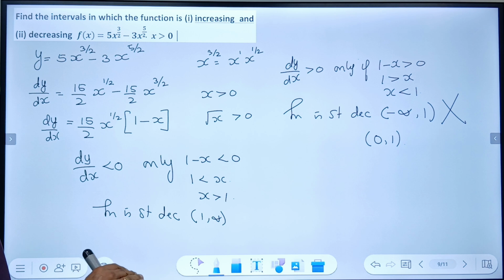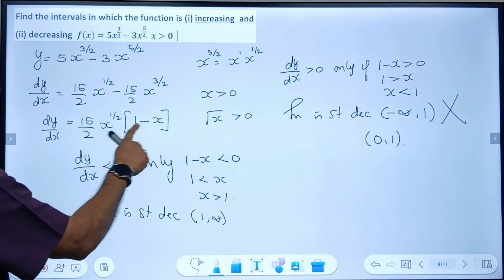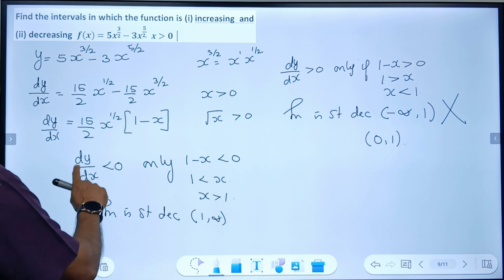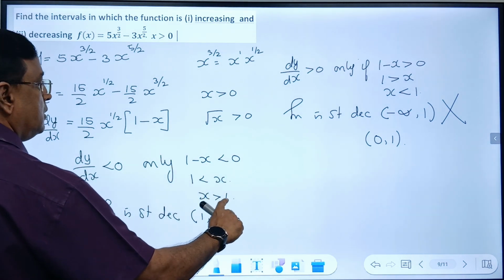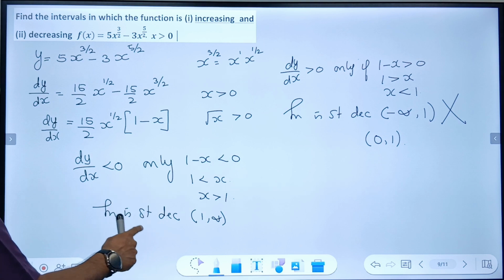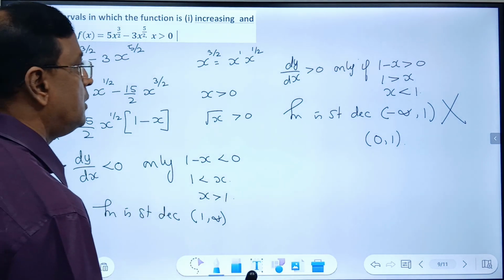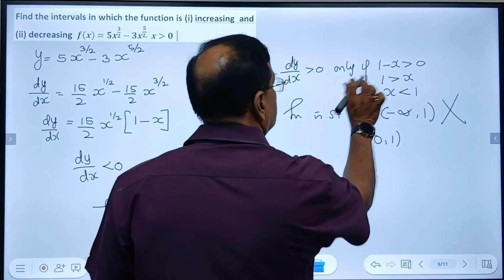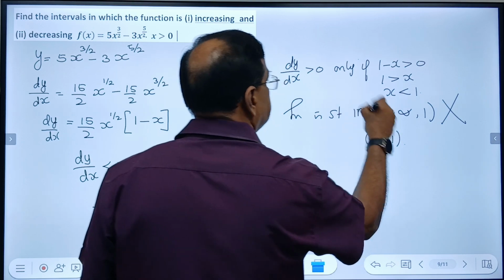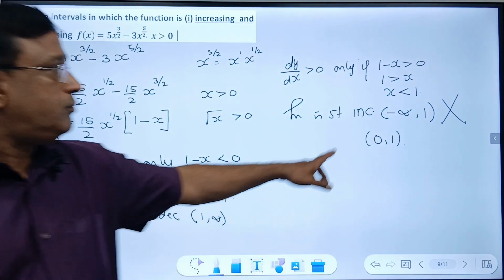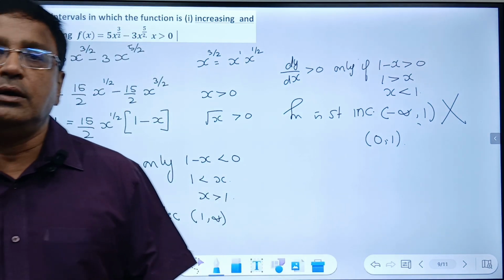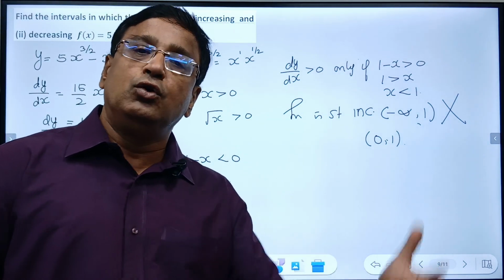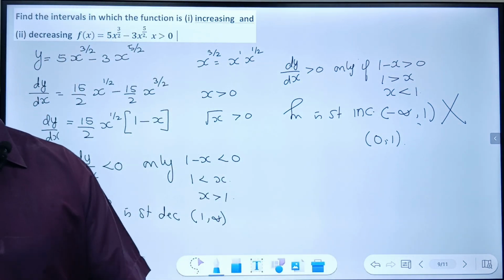0 to 1. Did I make any mistake here? 1 minus x is negative when x is greater than 1. That's correct. Here I think I should have written increasing. I made a mistake here. Okay. And don't forget, don't put minus infinity to 1. Okay. So with that, we'll stop with increasing decreasing functions. We'll do more problems on increasing decreasing functions in the next class.